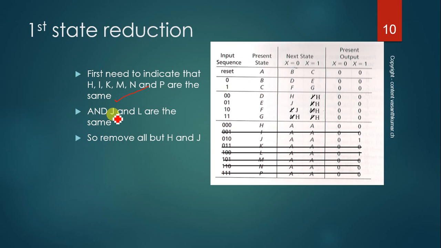So now J and L are the same. Where is J and L? J and L also the same. Okay, remove all the things except H and J. Why H and J? H is the final state which is giving the same output, right? Similarly, J is giving a different combination output. So these two are two different present output states. So that's the reason don't remove these two things. Rest all you can remove.